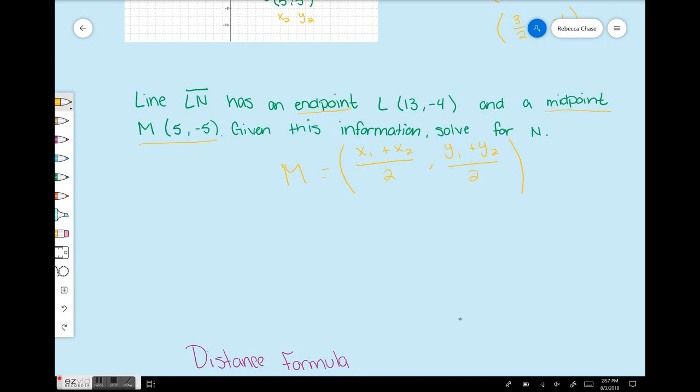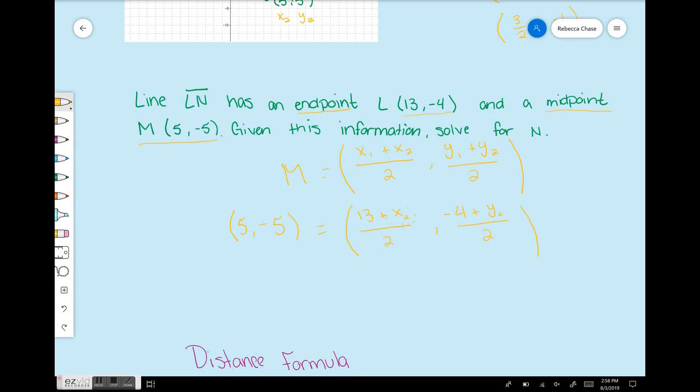Now I can plug my midpoint in. It tells me that it has a midpoint of 5, negative 5. So I've got 5, negative 5 equals, and here's where it gets tricky. It only gives me one endpoint. So I can plug the 13 in for one of my x's, but I don't know my other x. I can plug the negative 4 in for one of the y's, but I don't know the other y. And I have to solve.